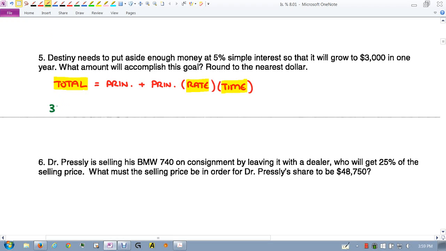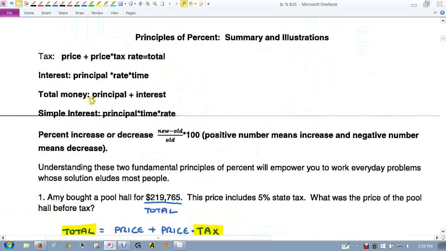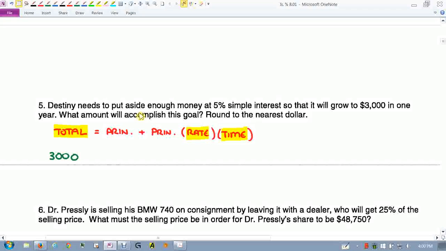3,000. By the way, is that formula on this sheet? Let me see. Yeah, it is. Principal plus interest. But what's interest? Principal, rate, time. So if you replace that interest with this, you have that formula. It's a little hidden in there. Do you see it? This is principal plus this whole thing right here is interest. I'll call it I. Principal plus interest is your total. Make sense?